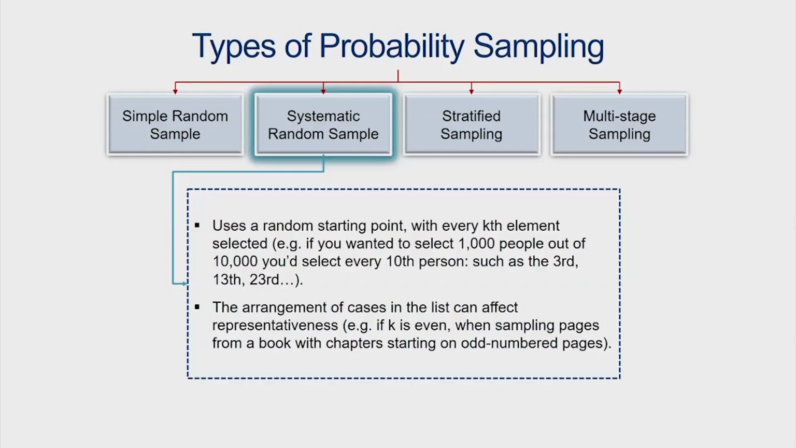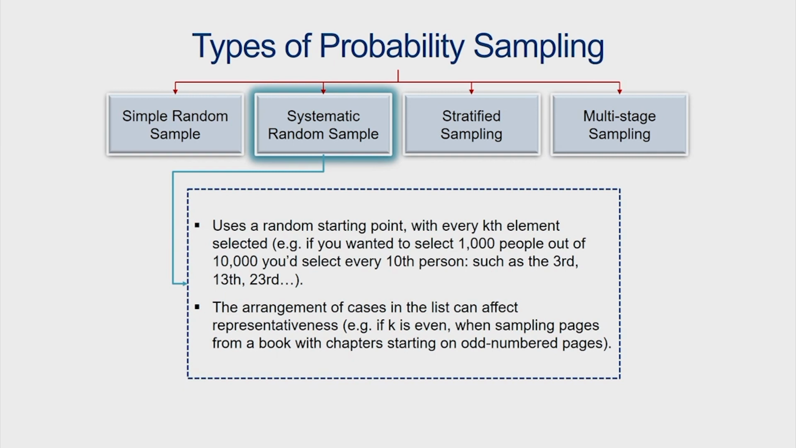Now, systematic random sample is another form of probability sampling. Here it uses a random starting point. Let us say every kth element is selected. For example, if you want to select 1000 people out of 10,000, you select every 10th person, such as the 3rd, 13th, 23rd, 33rd, 43rd, 53rd and so on get selected.